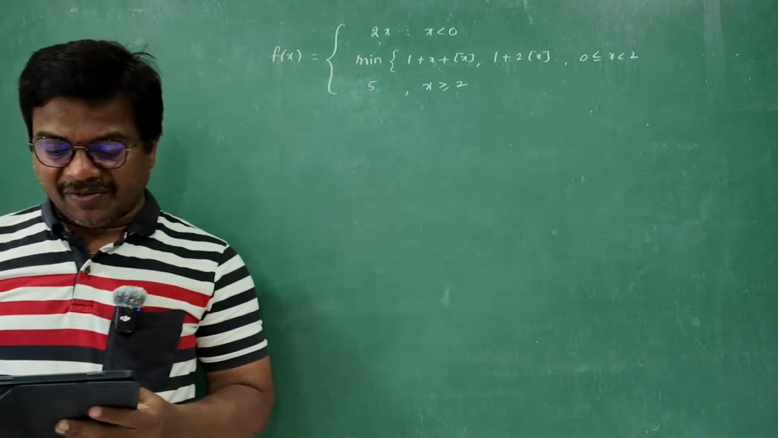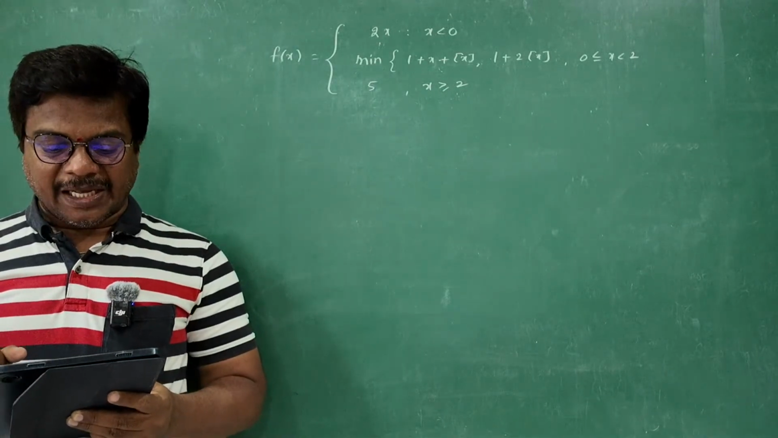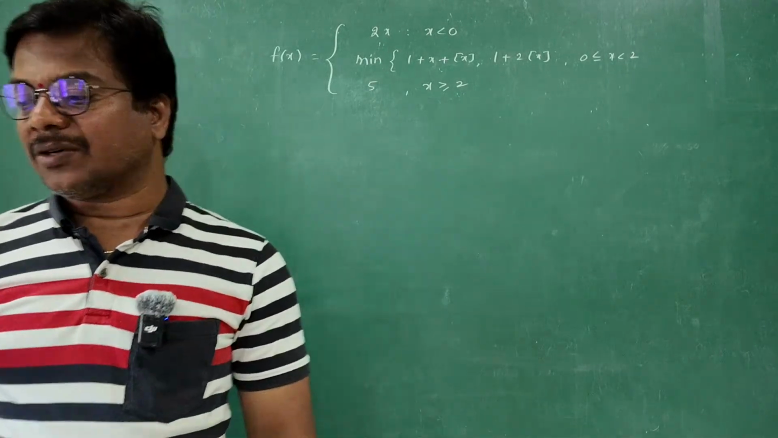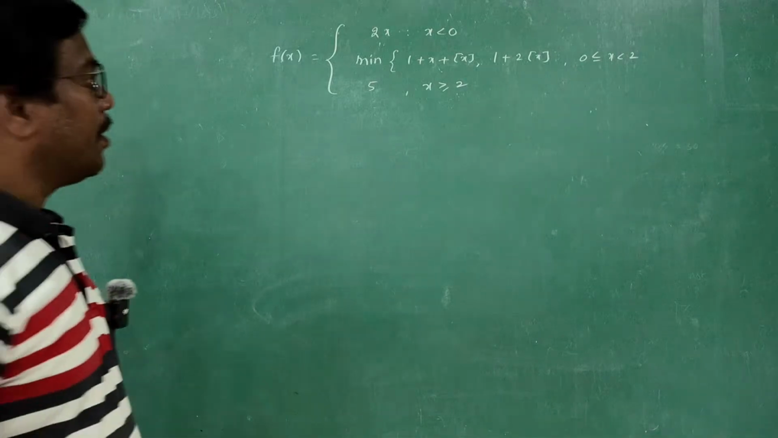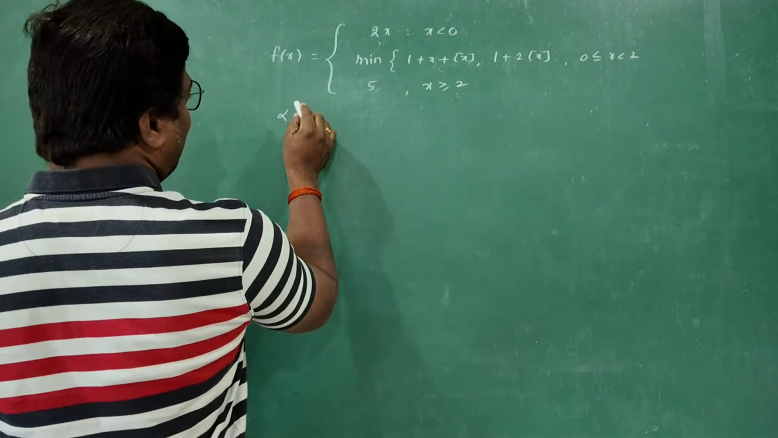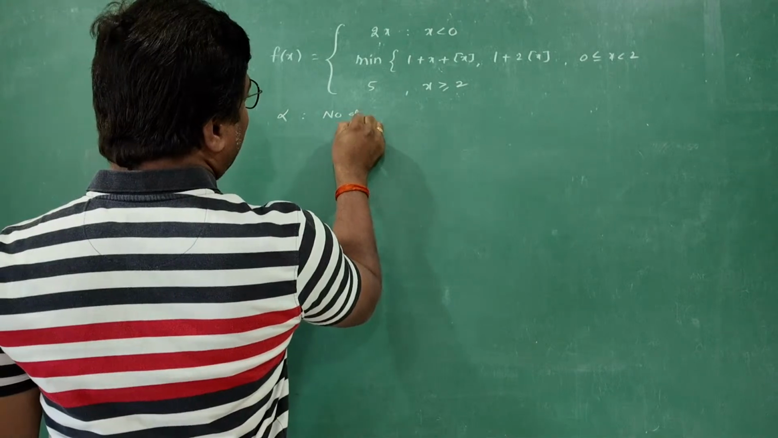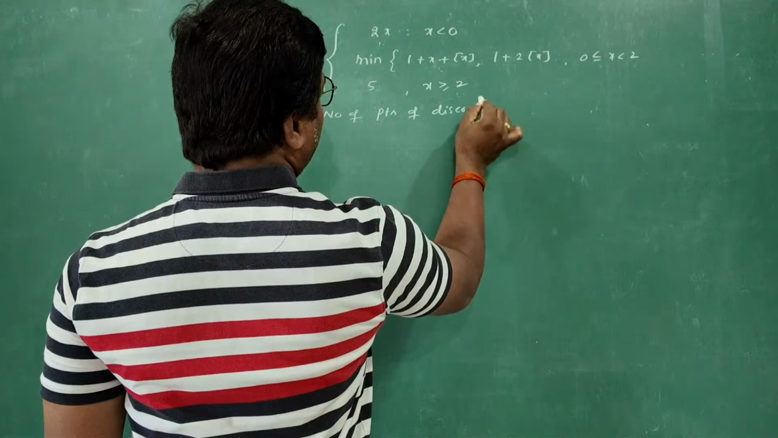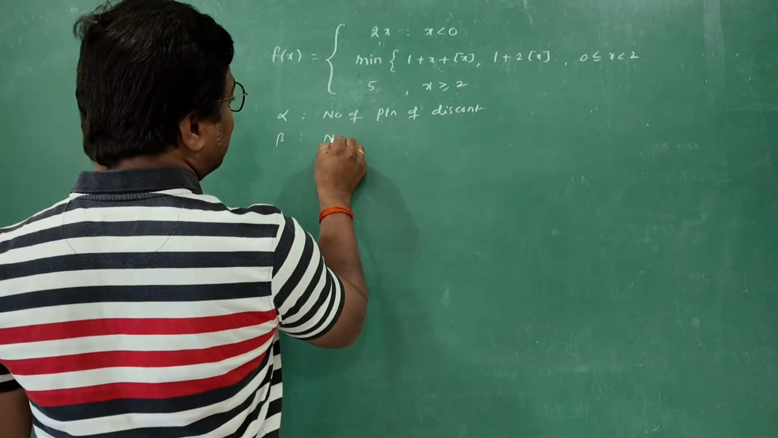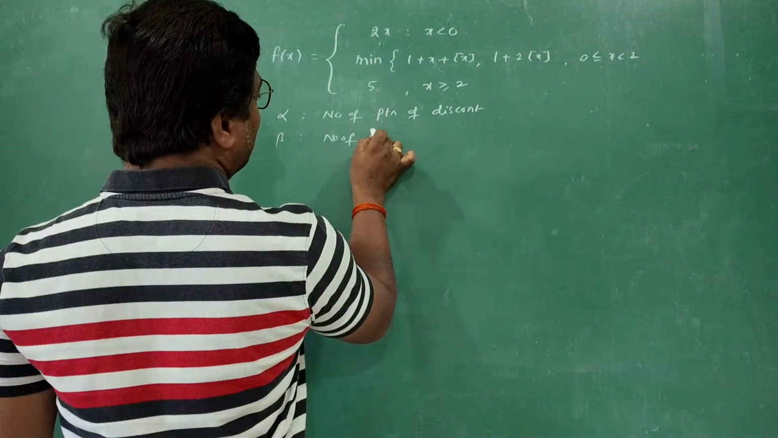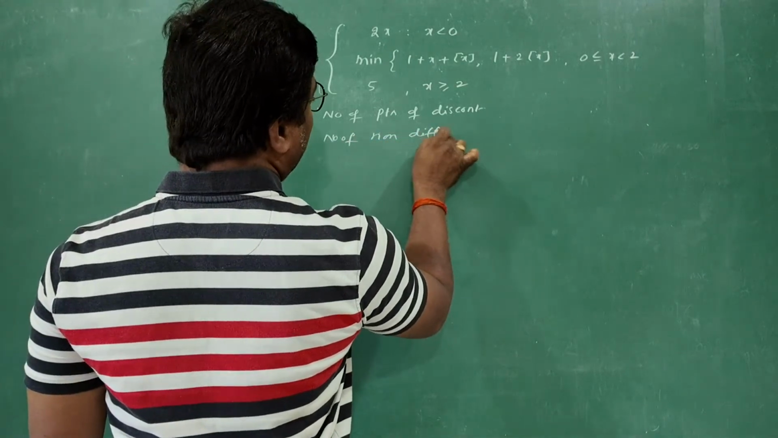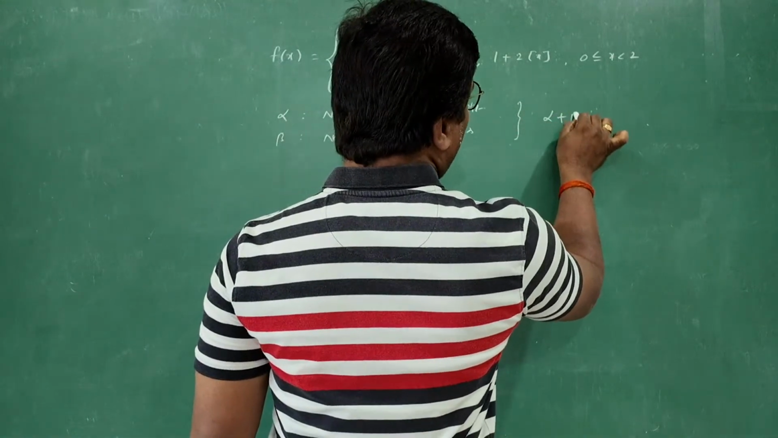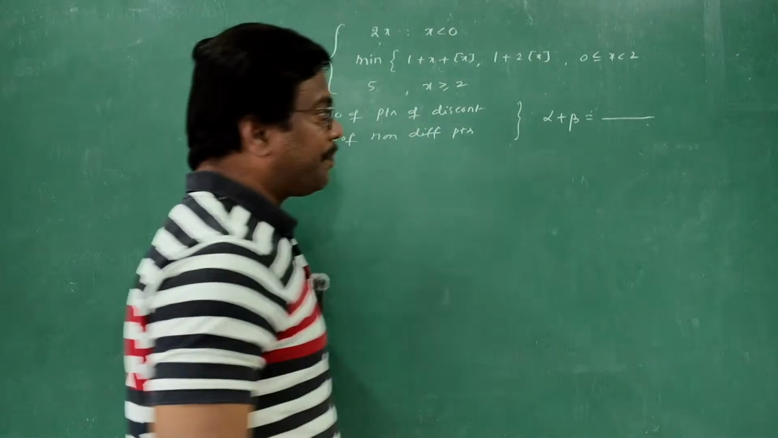If alpha is the number of points of discontinuity and beta the number of points of non-differentiability, then alpha plus beta, that is the question. Given that alpha indicates the number of points of discontinuity and beta is given as the number of non-differentiability points. Okay, and the final aim is to find alpha plus beta value.